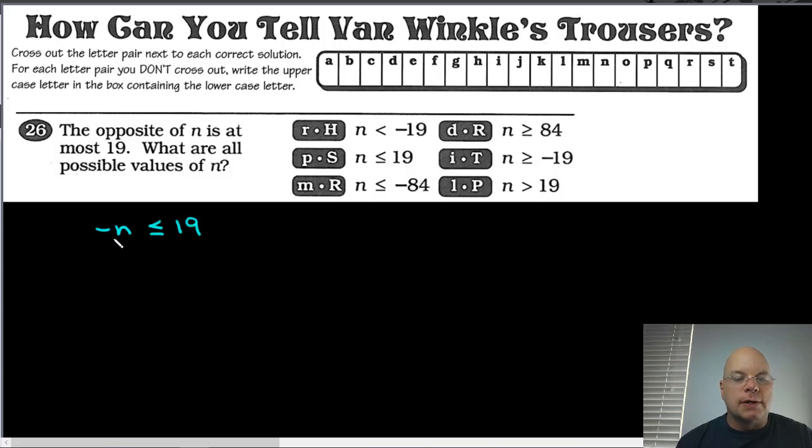Now solving this one is just a matter of turning negative n into n. But that's just like we did on the last problem. If you go back to when we had negative a is greater than negative 23 and what we did there, apply that idea to this problem and you should be able to solve it.